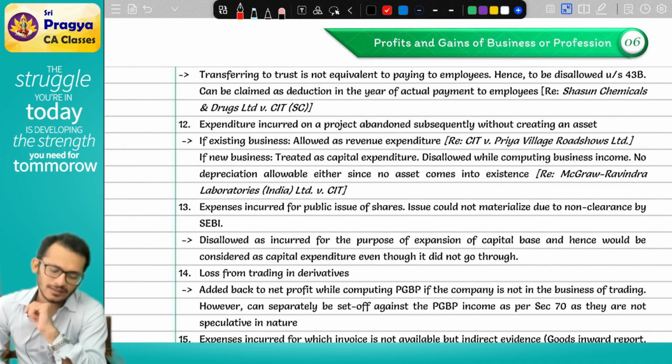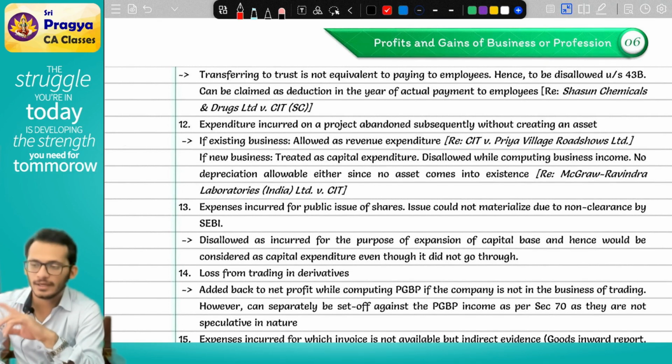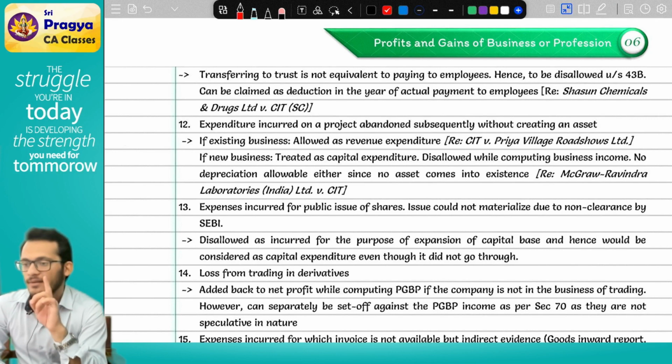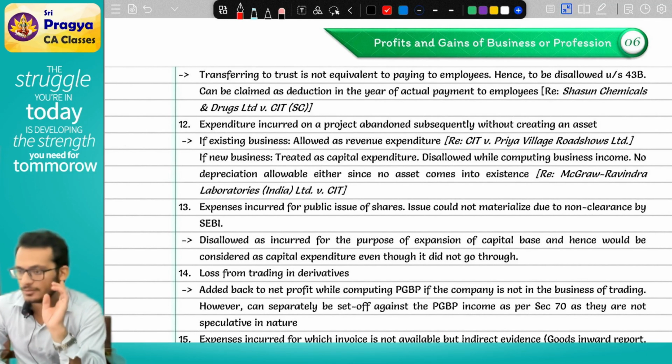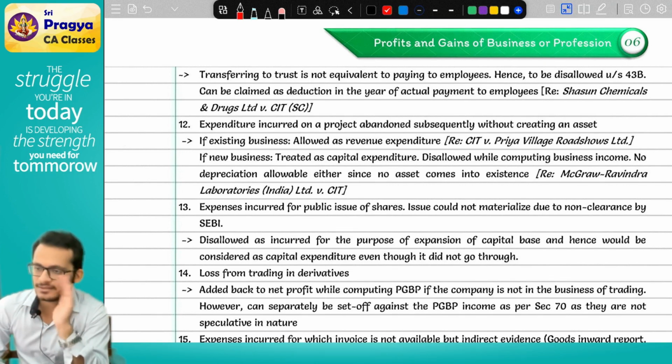Expenditure incurred on a project abandoned subsequently without creating an asset. What has happened? If you recall, we already did this when we did pre-incorporation expenses. I told you that you have done some feasibility report, you tried to create a project, and the project got abandoned. Therefore you are allowed a deduction. Yes or no?